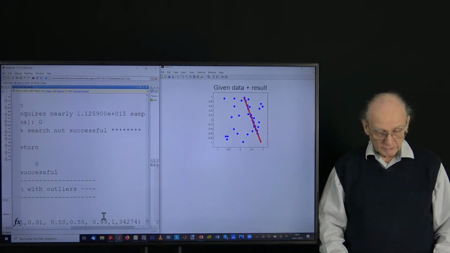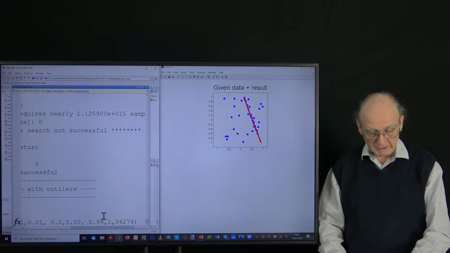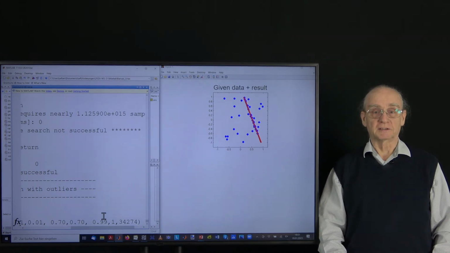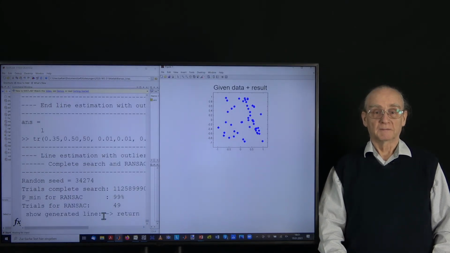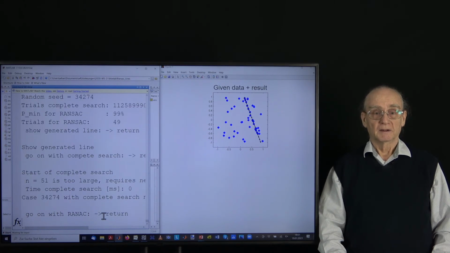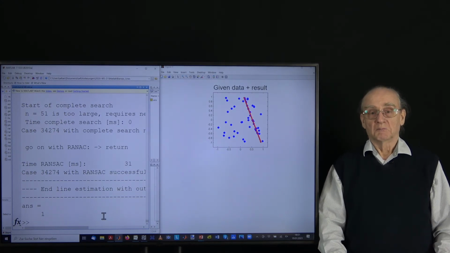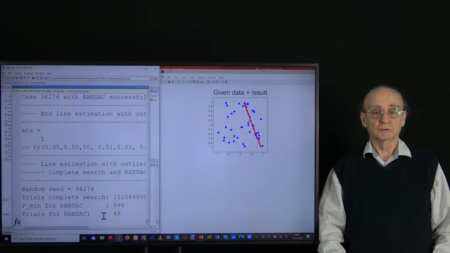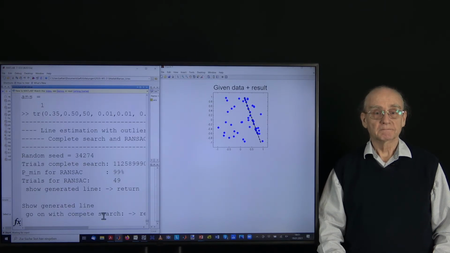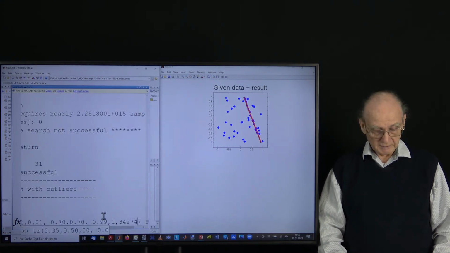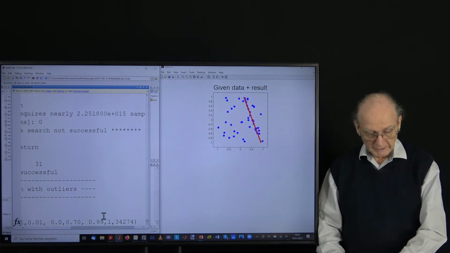No problem. So now let's assume we have more outliers than 50%. Let's assume we have 70%. So what happens? The number of outliers is increased, the number of inliers is decreased, we still have 50 points. The true line sits here, and RANSAC actually takes, of course, 30 milliseconds, and has no problem finding this. Let's try once more. So, no difference. So let's go to 90%.